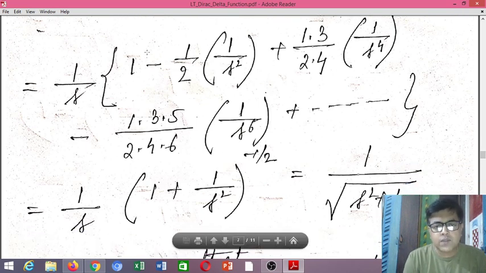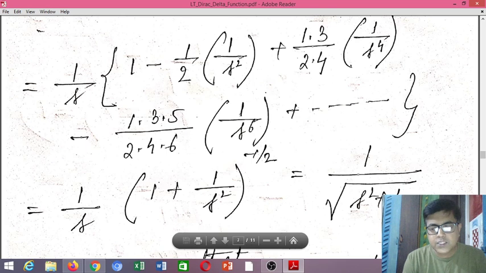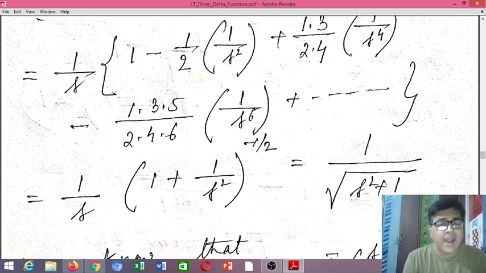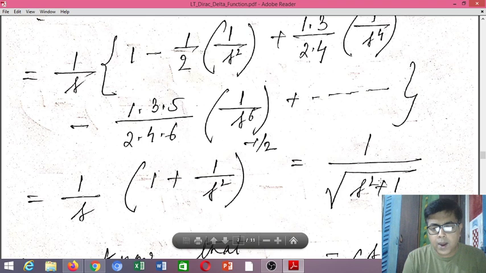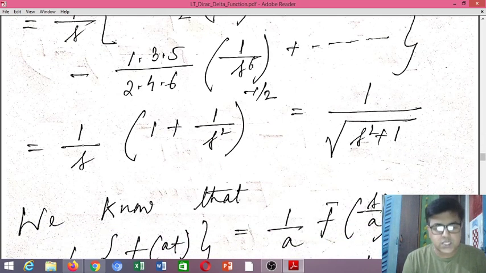Now this expression that you have got in the second bracket can be written using the binomial theorem in the form of 1 plus 1 by s square whole to the power minus half. We can do that, because if you expand 1 plus 1 by s square whole to the power minus half, you will exactly get the same expression that you have got in the previous step within the second bracket. So after simplifying it, you will ultimately get the result to be 1 by square root of s square plus 1. So that is the Laplace transform of Bessel's function of order 0, that is J0x.